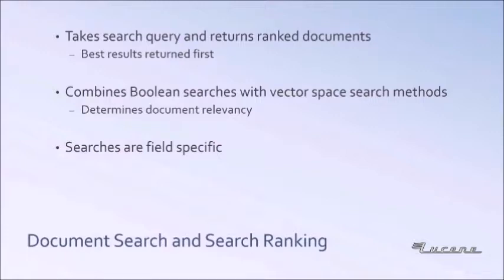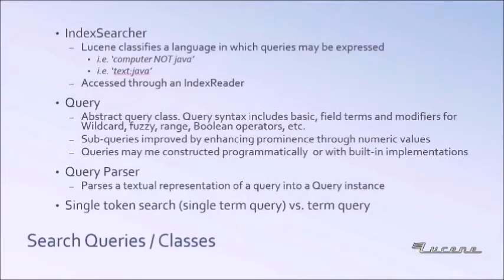All searches are field specific because Lucene indexes terms, and a term is composed of a field name and a token. Lucene specifies a language in which queries may be expressed. For instance, "computer NOT Java" produces a query that specifies the term computer must appear in the default field and the term Java must not appear. Queries may specify fields as in "text:Java", which requires the term Java to appear in the text field of a document.